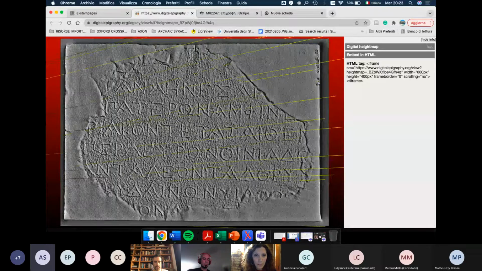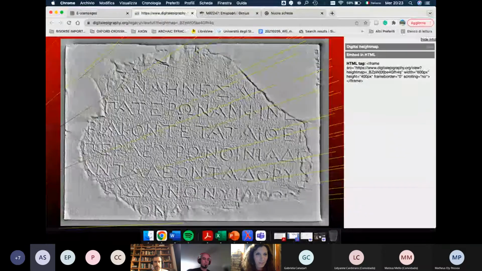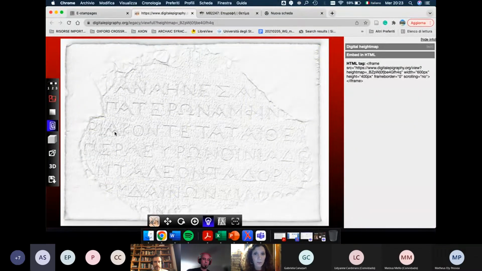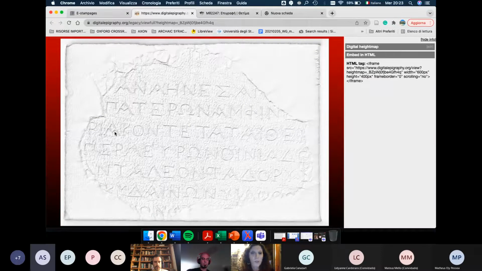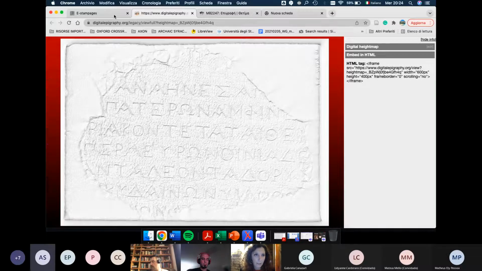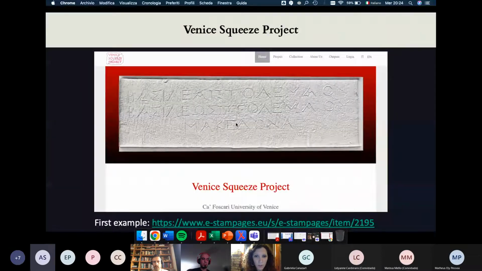So you can just move the light and see all the details, and it's very, very useful if you don't have the actual stone, or maybe the stone does exist, but it's in a museum somewhere and you cannot see it. So the quiz is useful in itself for many, many reasons. And then, going back to the presentation.